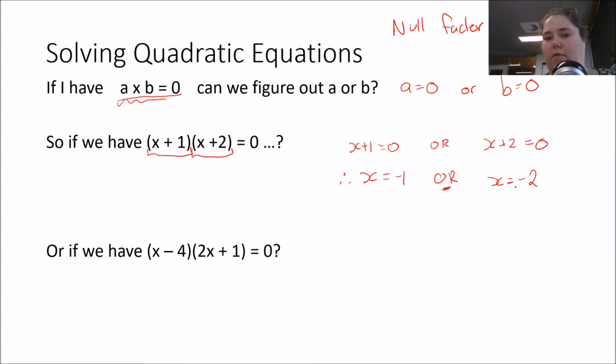We use or because we don't know that x equals -1 and x equals -2. Also, x can't have two values in one equation. If I sub -1 back into here, it goes in both spots. If I sub -2 back in here, it goes in both spots. So x can't equal two things at once, but x does equal either -1 or -2 for this whole thing to equal 0.